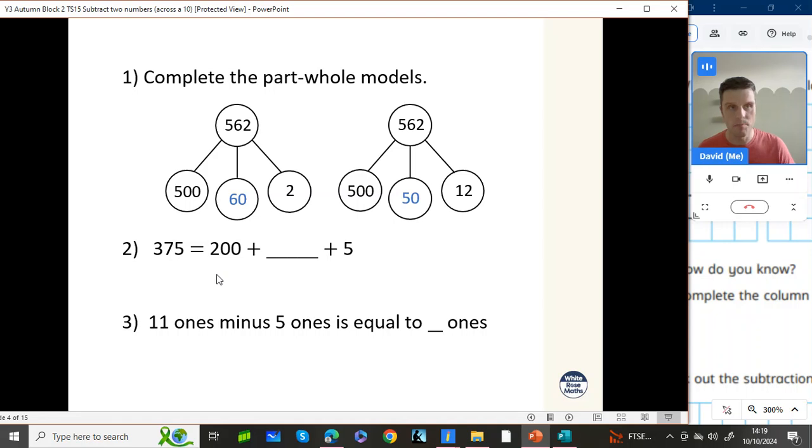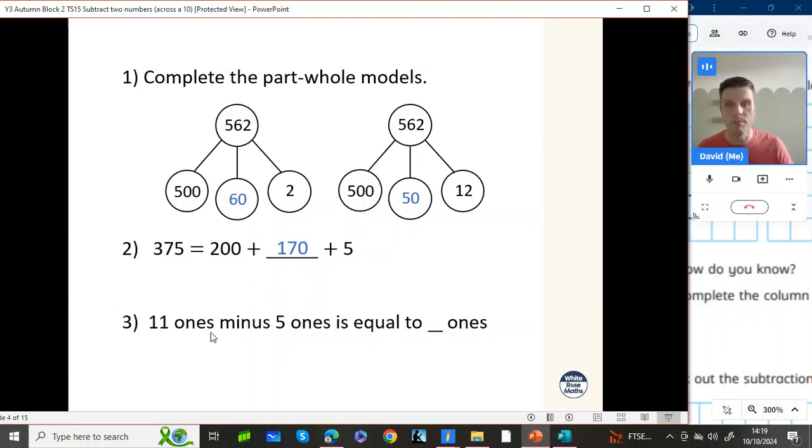For question number 2, we've got 375 equals 200 plus something plus 5. Now the way to work this out was to add the 200 and the 5 together to get 205, and then take that away from the 375, and you're left with 170. Or you could have noticed that if we'd added 70, because we're missing the 7 tens, we were 100 short, so then you add the other 100 on top. So there are other ways of doing things.